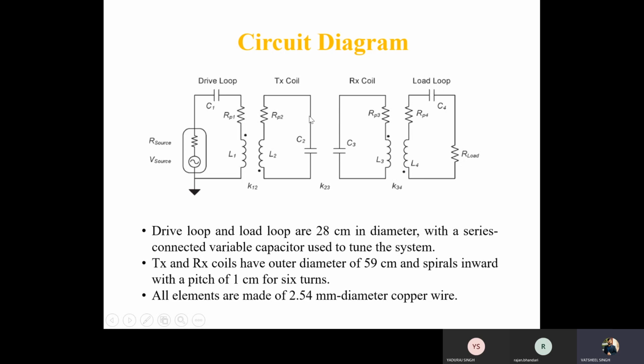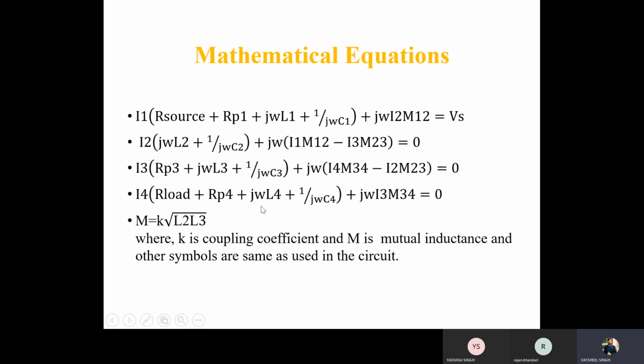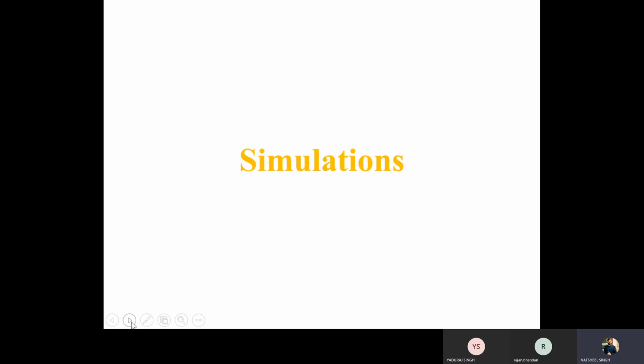The TX coil and RX coil are spiral in nature, having 6 turns with 1 centimeter pitch. They have an outer diameter of 59 centimeters, and all these loops are made of 2.54 mm thick copper wire. These are the equations derived using Kirchhoff's current law and Kirchhoff's voltage law from the earlier loops. And this is the relation between mutual inductance and coupling coefficient using the inductance of the various coils.